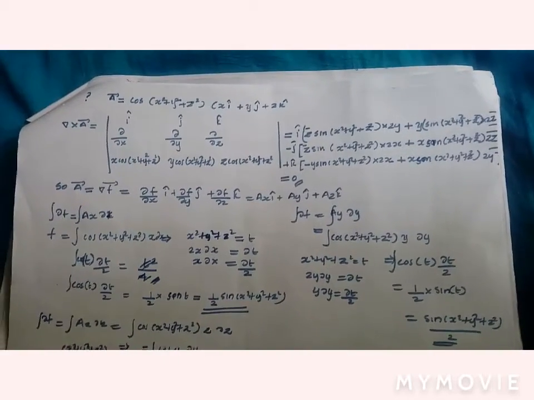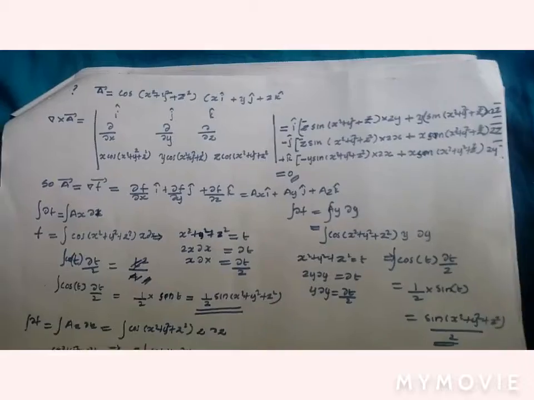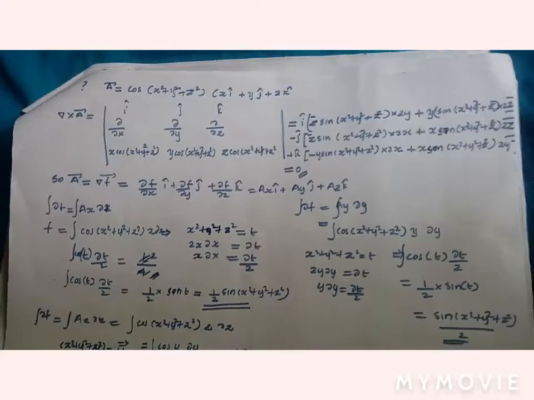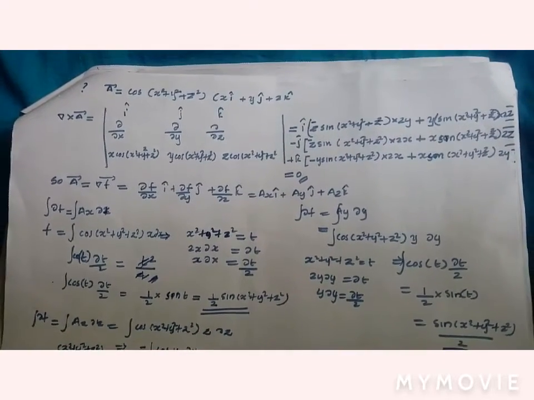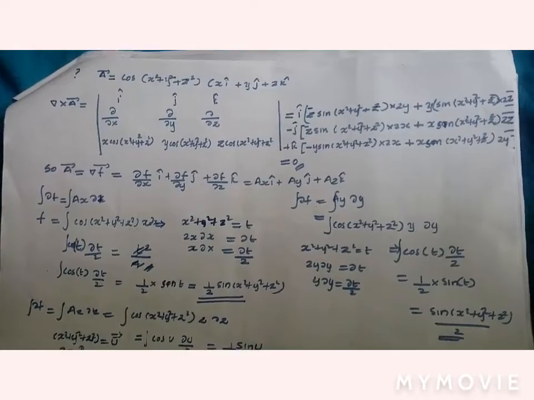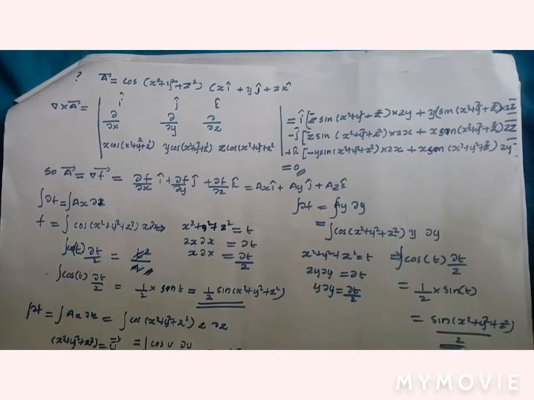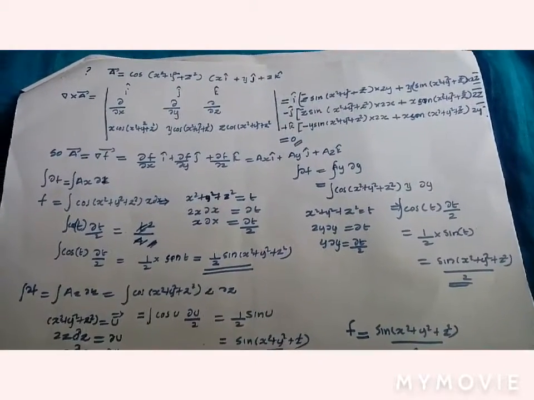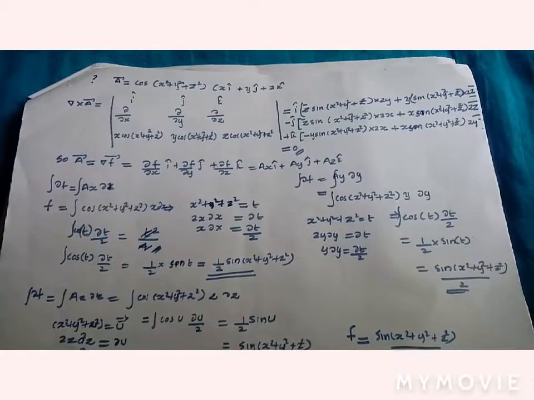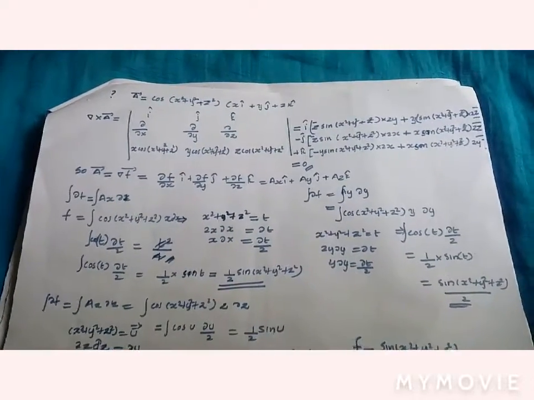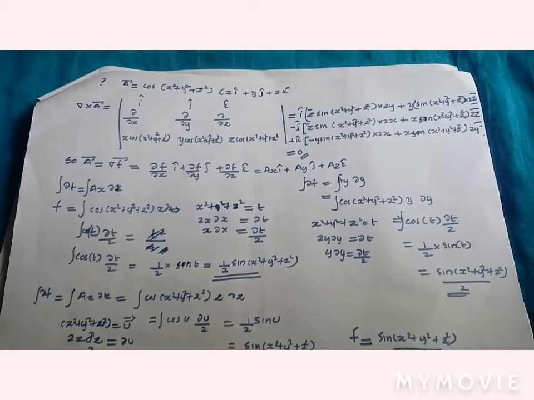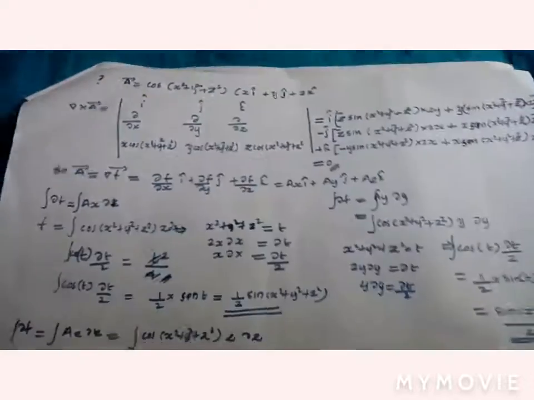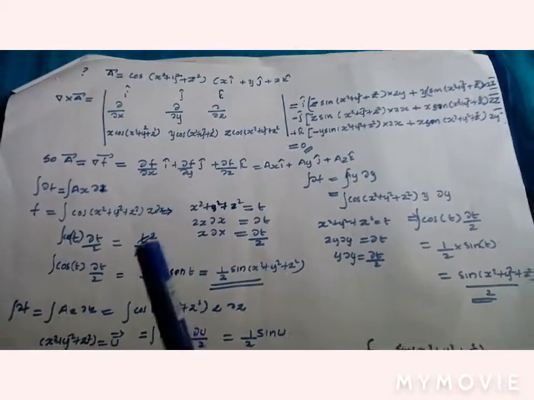Here the next vector, that is A bar equal to cos(x² + y² + z²) into (xi + yj + zk), in which we have to find the vector is irrotational and we have to find the scalar f of which it is the del f. In this question also we have to find the vector is irrotational and find the scalar corresponding to the vector in which del vector is equal to del f. So A bar is equal to cos(x² + y² + z²) into (xi + yj + zk).